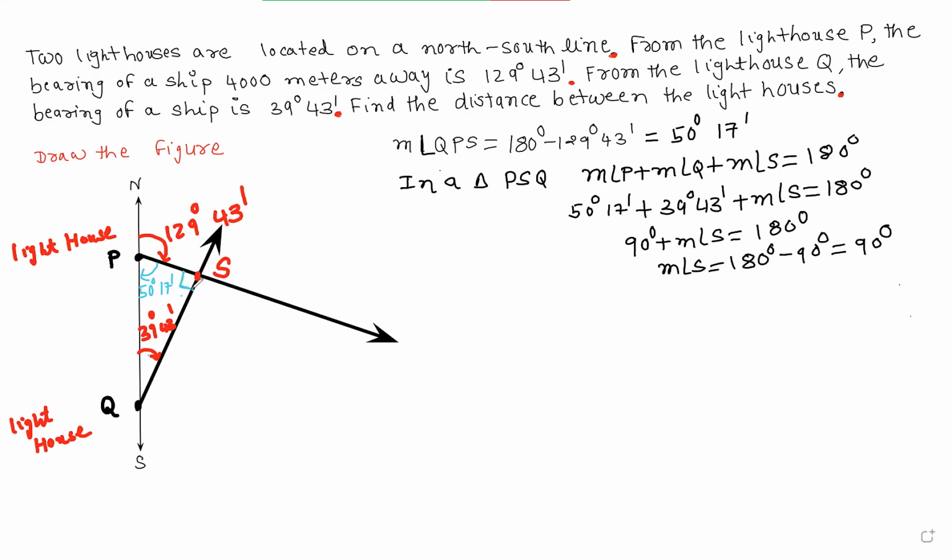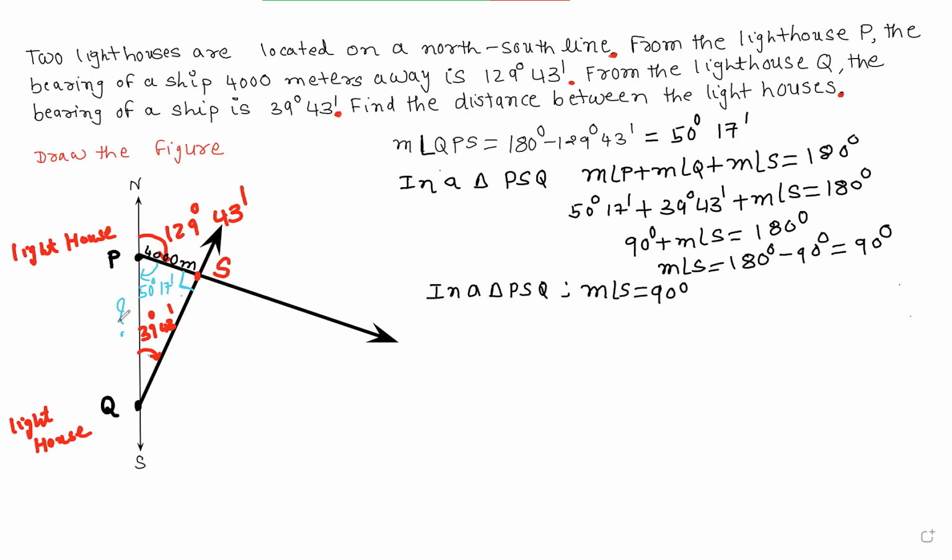Now let's look at the question again. The question says find the distance between two lighthouses. That means we're looking for this distance. Do not forget this length is 4,000 meters. So now do we really need to find the length of this side to find this length? The answer is no, because now we proved that this is a right angle triangle. So we'll use that concept and we will use this length to find this length, which is a hypotenuse. So we will say in a triangle PSQ, measure angle S equals 90 degrees.